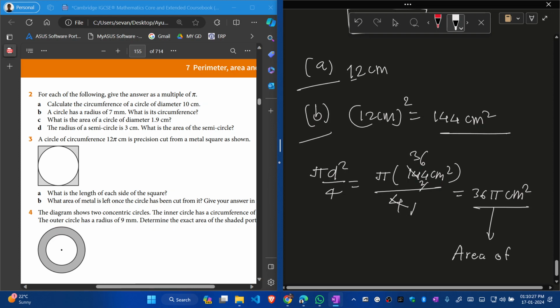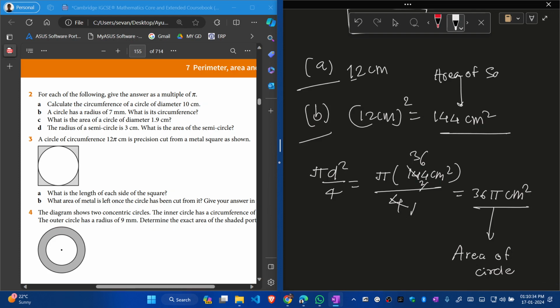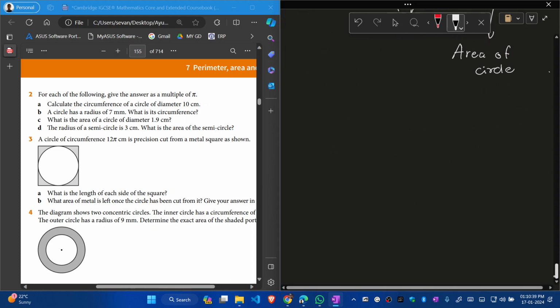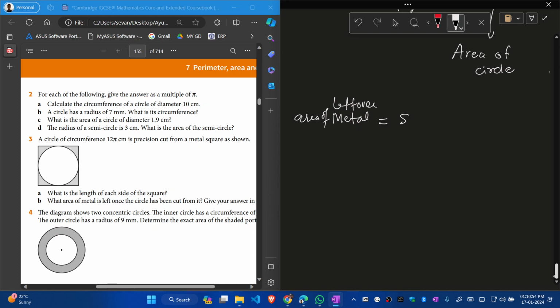This is the area of the circle and this is the area of the square. What we have to do is find the metal which is left over, the area of leftover metal. Leftover metal means you first calculate the area of the square metal, then you take out the circle part from there.